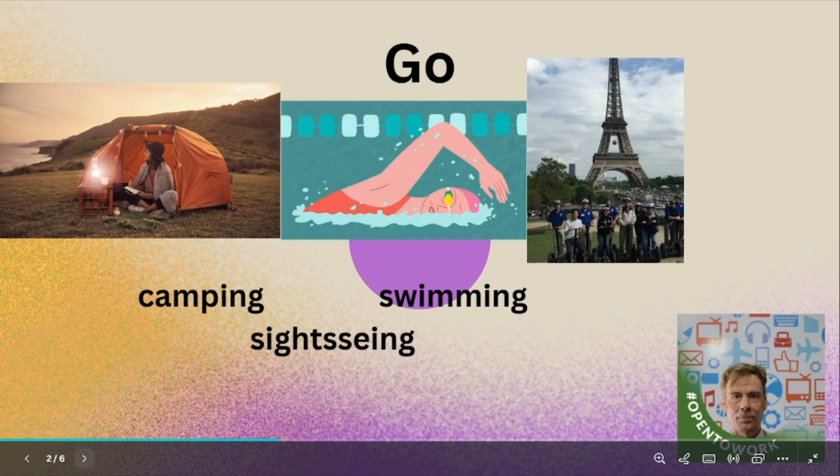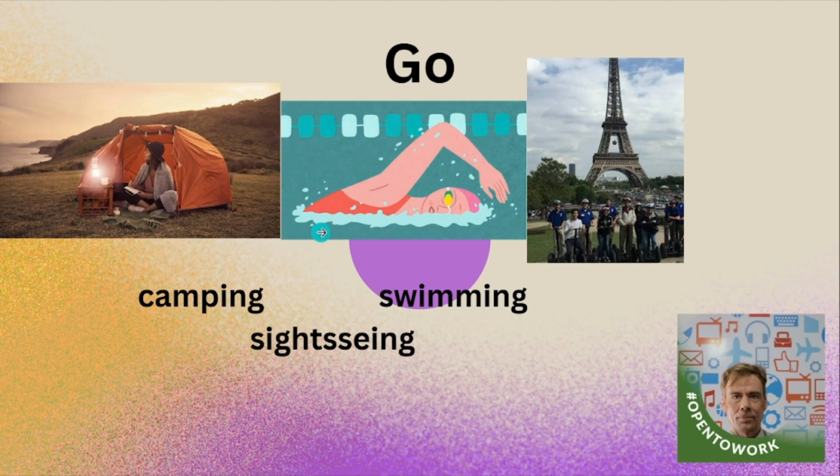A lot of vacation phrases go with the verb go. And the verb go is often used with activities that end in ing. Some things people might do on vacation include go camping, go swimming, especially if you are vacationing by the beach. And one that a lot of my students have trouble with is go sightseeing.